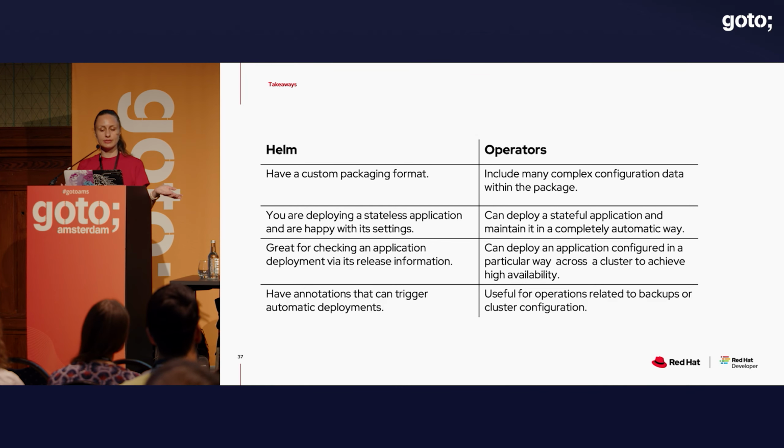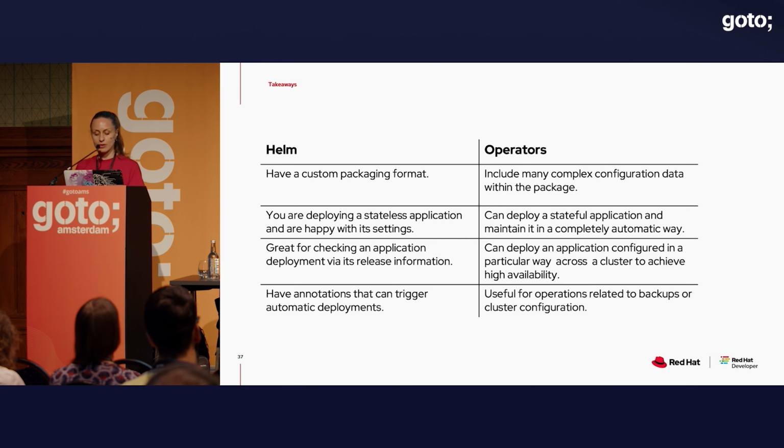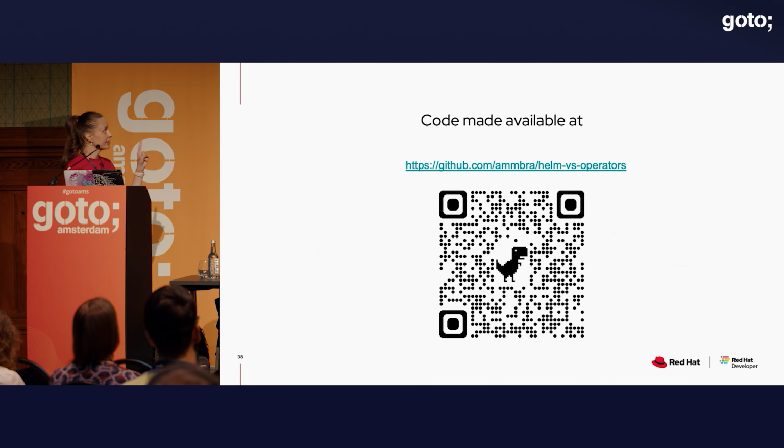Helm is great for deploying a stateless application, but if you need to maintain something that's stateful, like a database, for example, in a more automatic way, operators are there for you. Then it's great to check your application deployment via Helm, via the release information and all that. And you can have, of course, annotations that can trigger automatic deployments and many other great stuff with Helm. But you can also find operators useful for operations that are more complex, like backups, restores, and many more. This is where you can find the code.